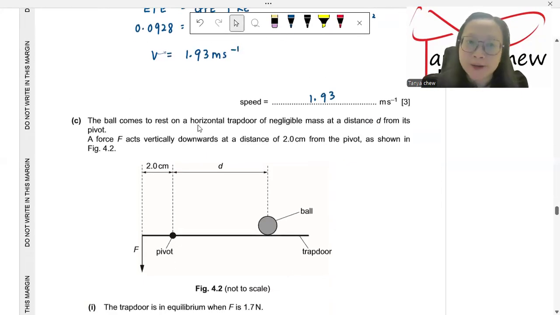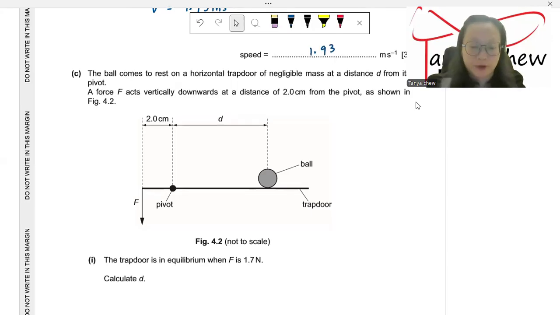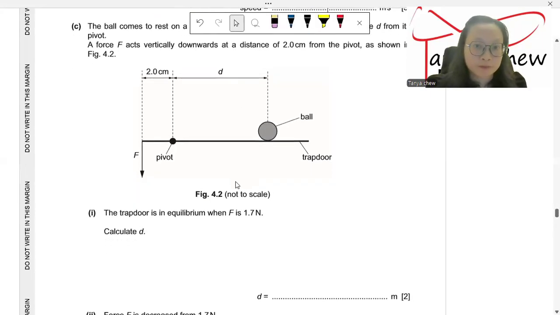C, the ball comes to rest on a horizontal trapdoor of negligible mass at a distance D from its pivot. A force F acts vertically downwards at a distance of 2 cm from the pivot, as shown in Fig 4.2. Now, the first part: the trapdoor is in equilibrium when F is equal to 1.7 Newton. So what is equilibrium? That means not moving, or in other words, the anti-clockwise moment is equal to the clockwise moment. So which is anti-clockwise and which is clockwise?